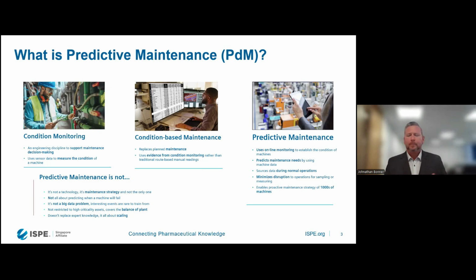Predictive maintenance should also not be restricted to only your high criticality assets. The real value from a predictive maintenance program in your environment is to cover the entirety of the plant. And probably the most important factor, at least for myself, is that this isn't about replacing expert knowledge or skills you have. It's about making them more efficient. It's about scaling their efforts and availability in your environment.